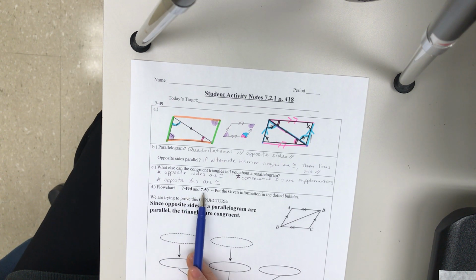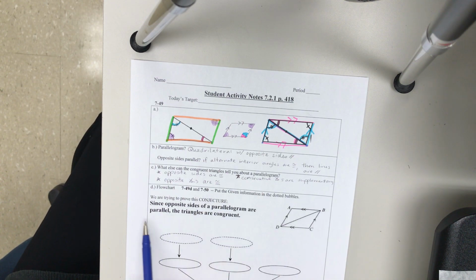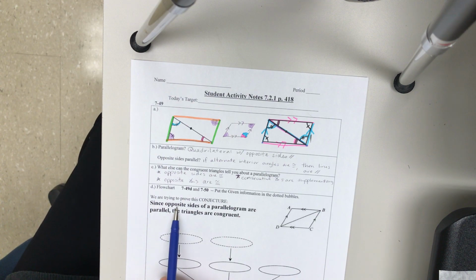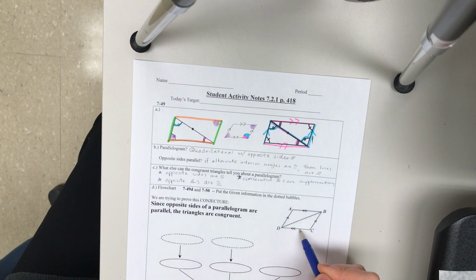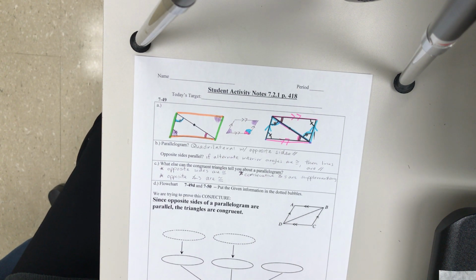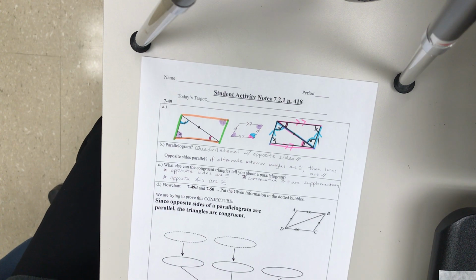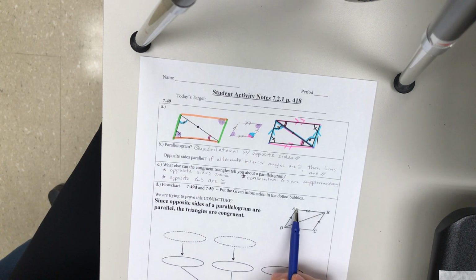This is 49D and 50. We are trying to prove this conjecture. Since opposite sides of a parallelogram are parallel, then the triangles are congruent. So the given information are these parallel sides. Remember, we always want to start a proof or a flow chart with the given information.